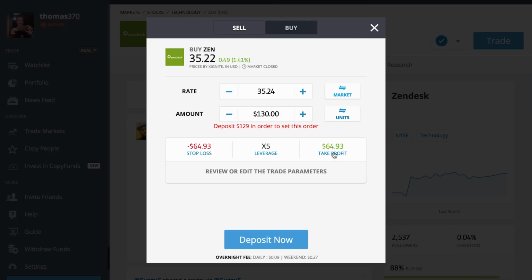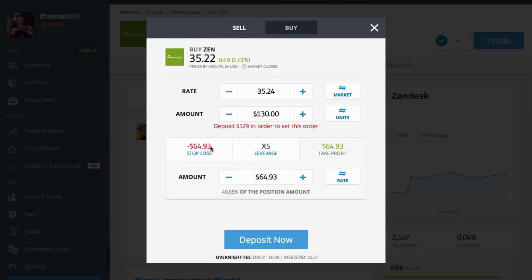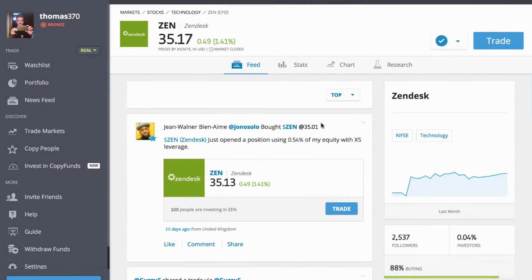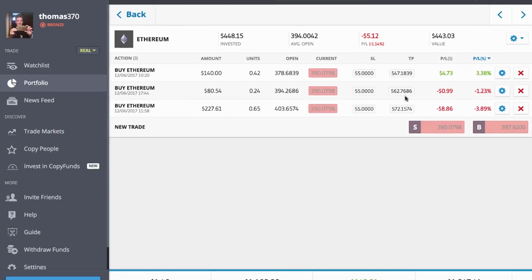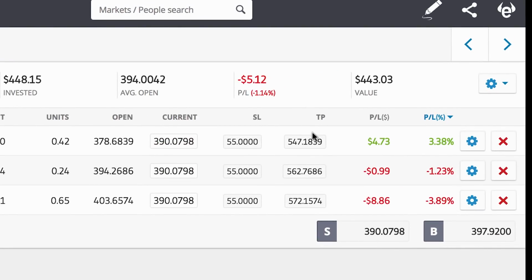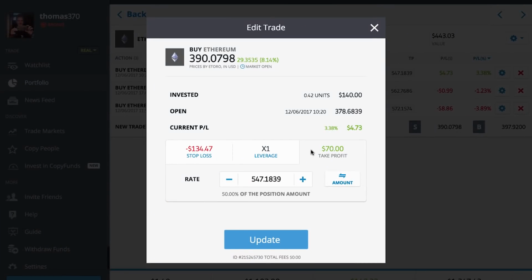Whenever you start a trade, you'll see your take profit is here and your stop loss is there. Anytime we're in a trade and it's already active, we can go to our portfolio and go to any trade, and here's the stop loss and take profit, and we can just click on it and edit that even whilst the trade is active. So those orders are different.